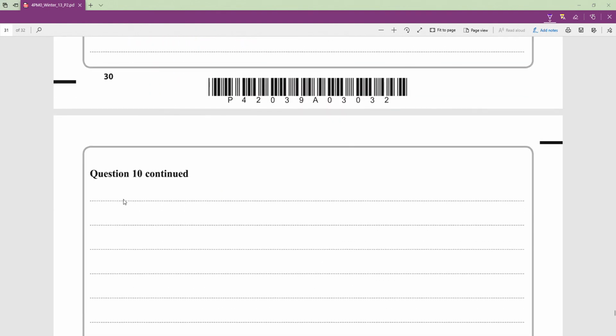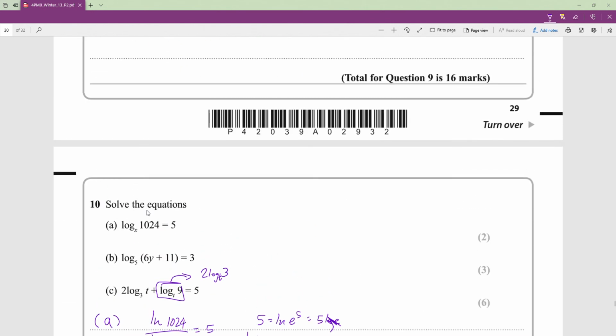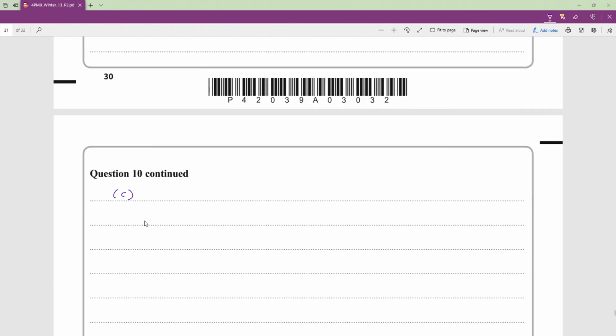So let's start on a fresh page. We have the luxury of space here. 2 log_3 t plus log_t 9 is 5. Rephrasing the second term like I suggested earlier, we get 2 log_3 t plus 2 log_t 3 is equal to 5. In this case, log_3 t plus log_t 3 is 5 over 2, dividing every side by 2. So what do we do now?